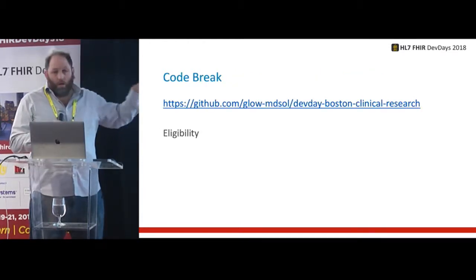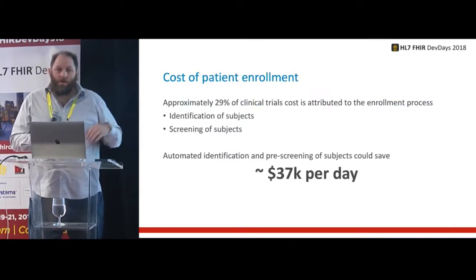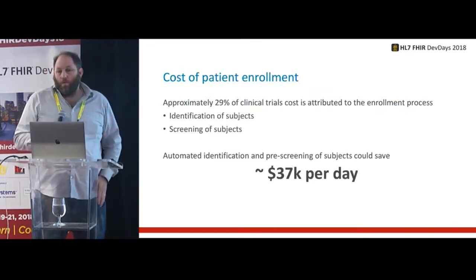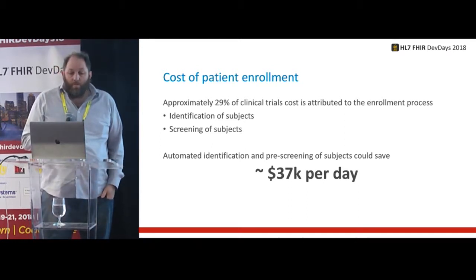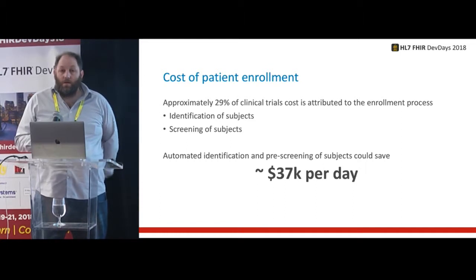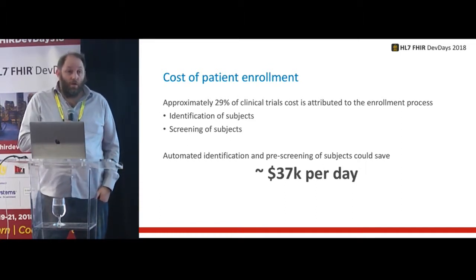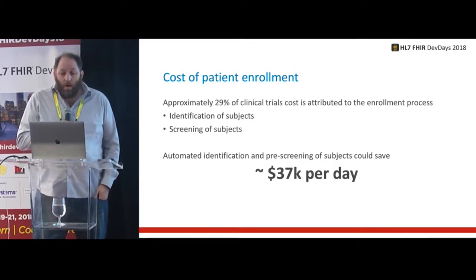The code itself is all up on that site there. There's also exercises which reference that. Now you might say, well, these seem relatively simple. What's the benefit of it? Well, as stated there, approximately 29% of the clinical trial cost is down to recruitment, identifying subjects. 29% of whatever they're spending.